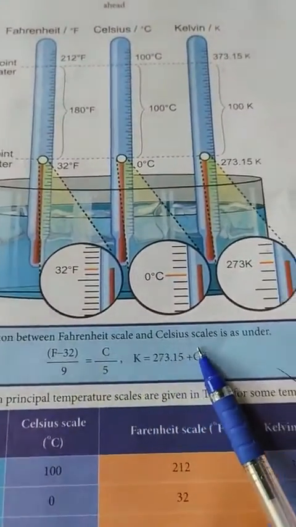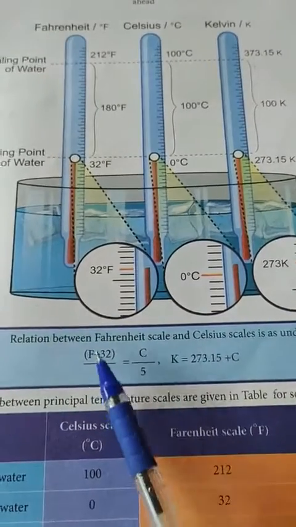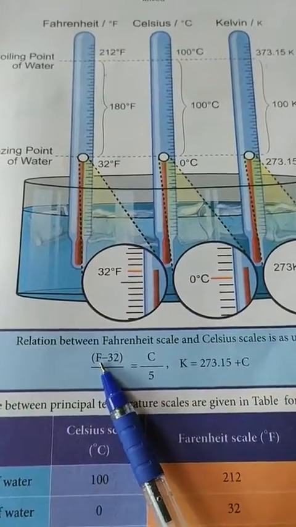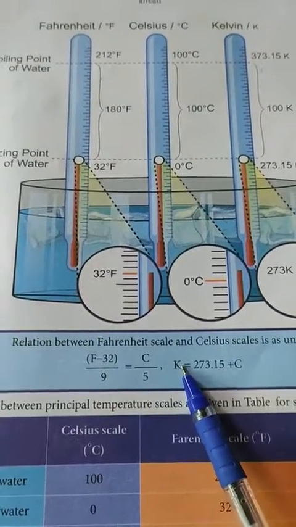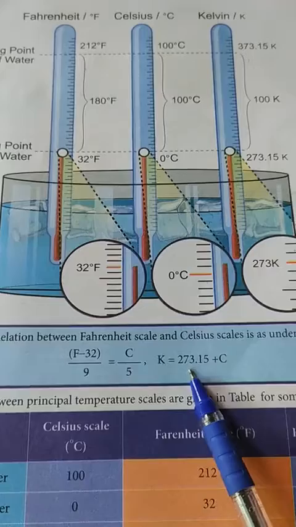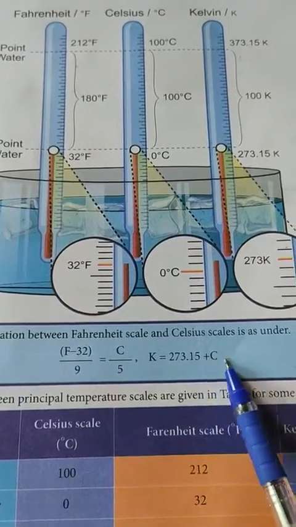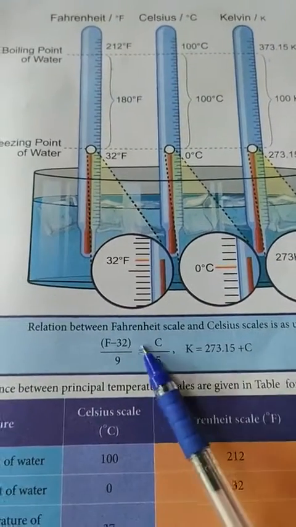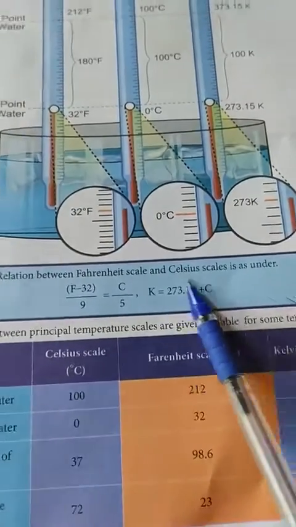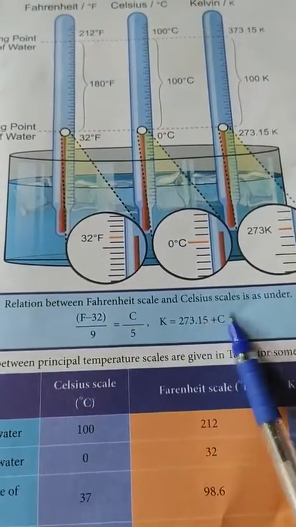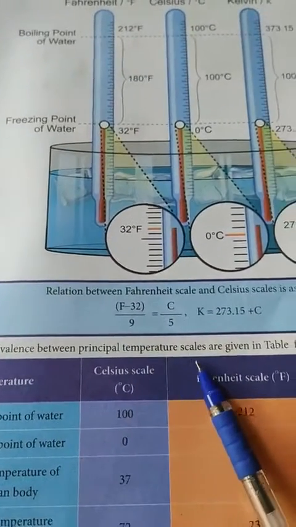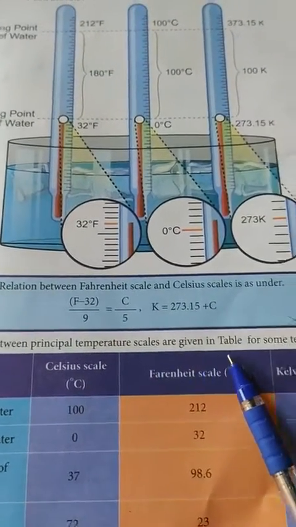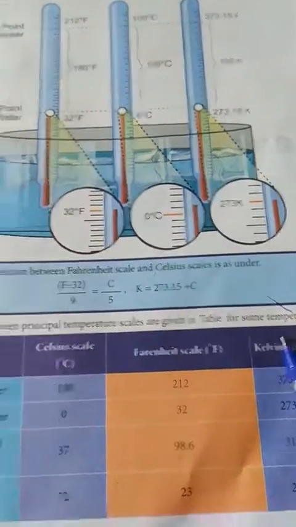Okay. The relation between the Fahrenheit scale and Celsius scale is as under. See, F means Fahrenheit. F minus 32 divided by 9 equals C by 5. Next, K, Kelvin, is equal to 273.15 plus Celsius. So this is the relation between Fahrenheit, Celsius, and Kelvin scale. The equivalence between principal temperature scales is given in the table for some temperatures.